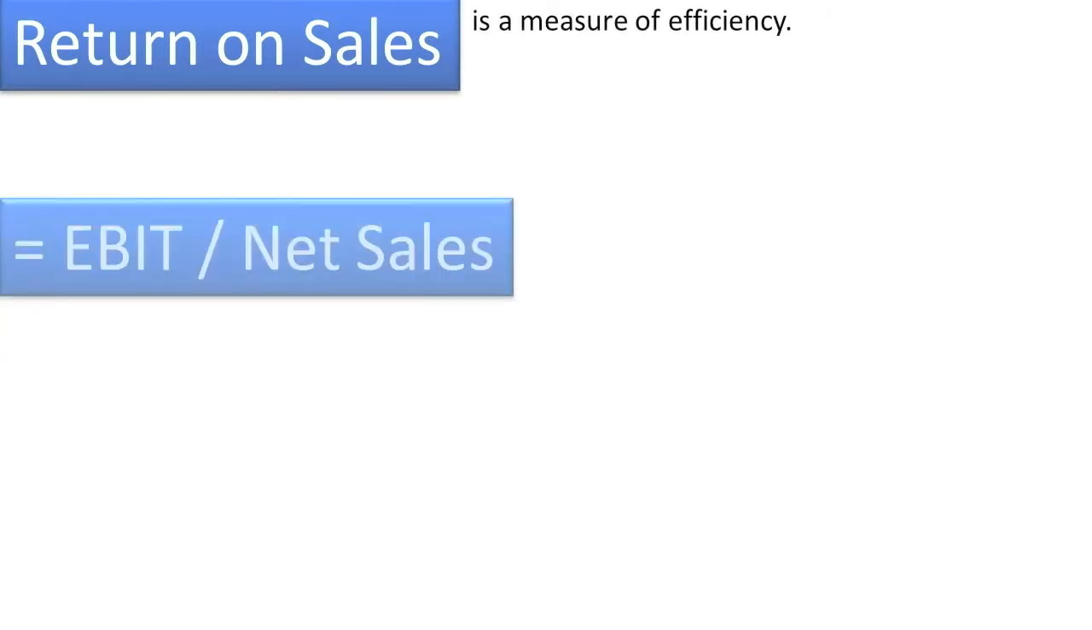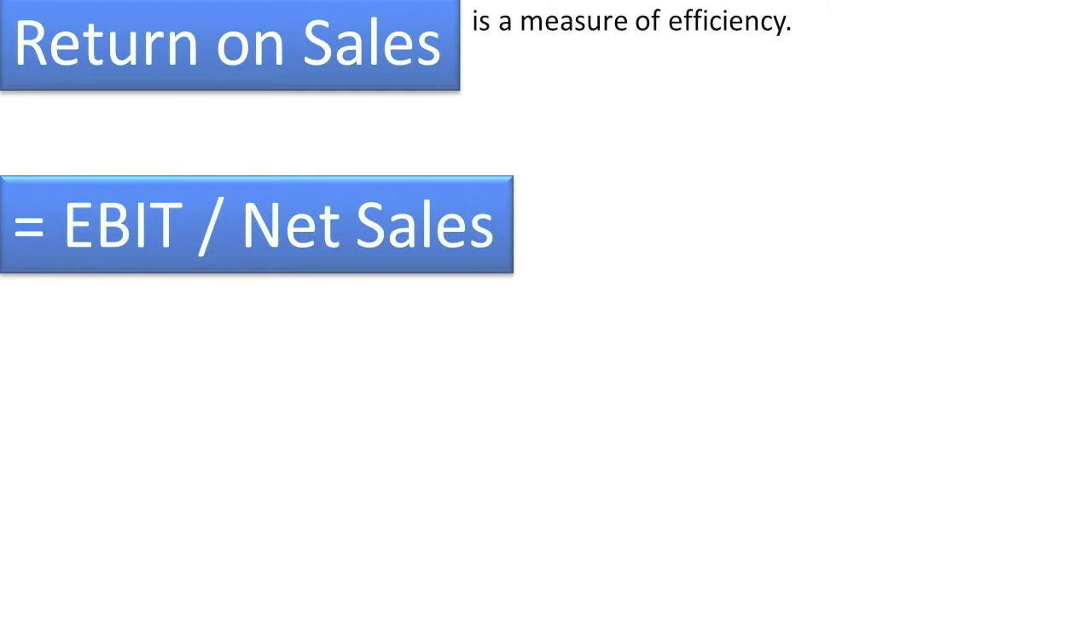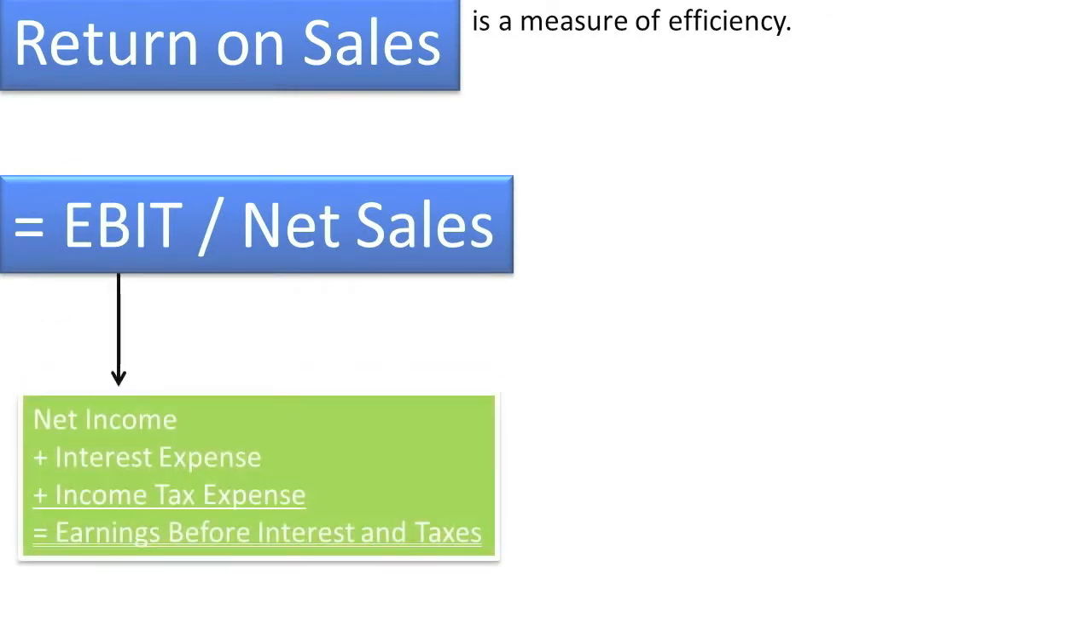The return on sales ratio is a measure of a company's efficiency, and it is computed as follows. Earnings before interest and taxes divided by net sales, where earnings before interest and taxes is your net income, then you add back interest expense and add back income tax expense, earnings before interest and taxes.